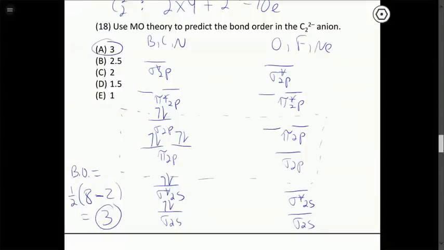Okay? Questions on MO theory? Yeah, in the back?